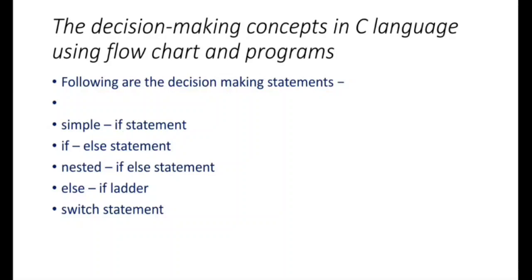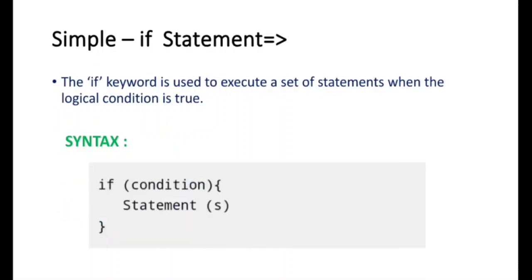The decision making concepts in C language using flowchart and program. So we are now going to discuss if, else, else if, which are decision making statements, using flowcharts and programs. The decision making statements are: simple if statement, if else statement, nested if else statement, else if ladder, switch statement. So let's go with the first one, simple if statement.